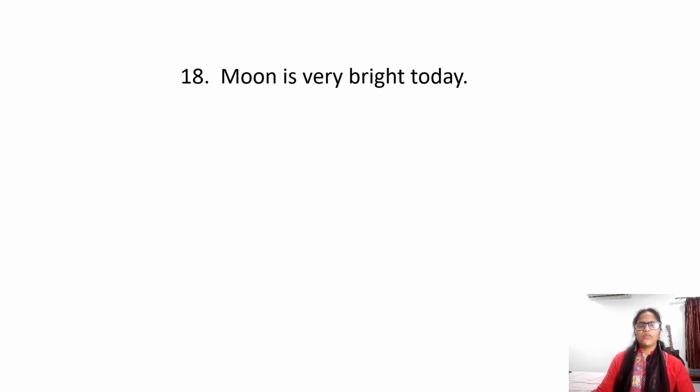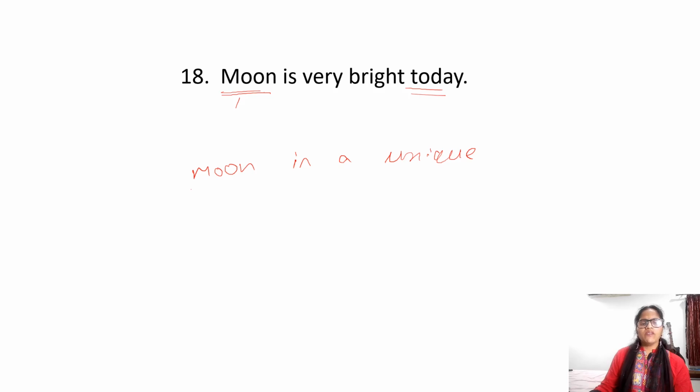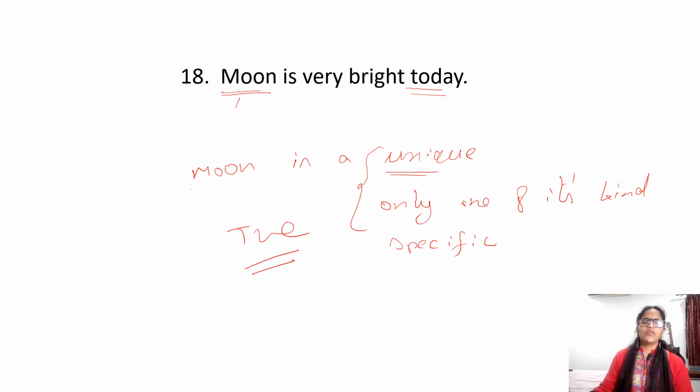Next question. Moon is very bright today. Moon is a specific one, only one of its kind. Something which is unique or only one of its kind, we must use article the. So moon is a unique thing. So we must use article the. The moon is very bright. The moon, the sky, the planet, the universe. So all these are only one of its kind or unique things. So we must use article the before something which is unique.